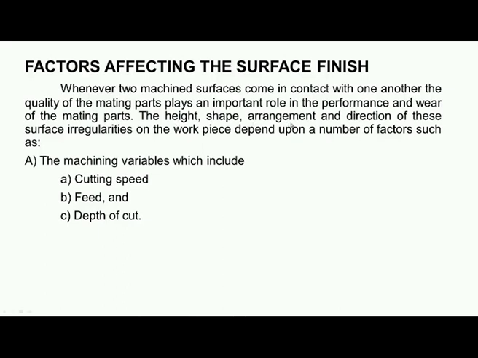The height, shape, arrangement and direction of these surface irregularities on the workpiece depend on a number of factors, such as machining variables, which include the cutting speed we use. The higher the cutting speed and the finer the feed rate, the better the surface we get. Also, what is the depth of cut? If we give a higher depth of cut, then the cutting tool and workpiece may vibrate and we will get some roughness.